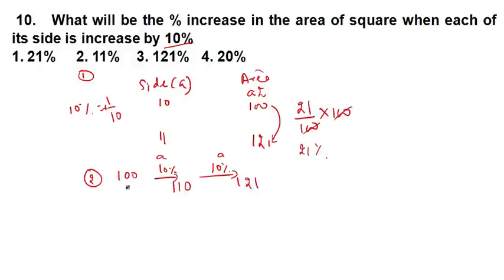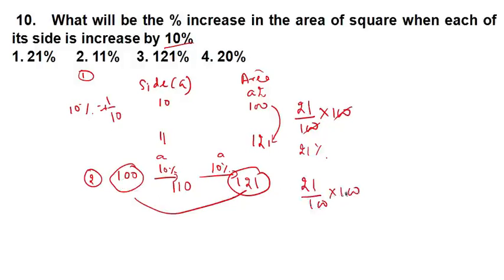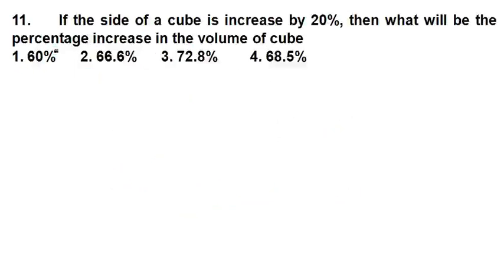So see, before, area of the square was 100, now area of the square is 121. So clearly you can see that from 100, 21 got increased on 100, which means that for percentage we have to write 100 into 100. So this 100 got cancelled, so we get 21%. So 1 is your right option. Fine. I hope this is very clear now, because we have already done this type of question. So let's move ahead. We'll see question number 11.